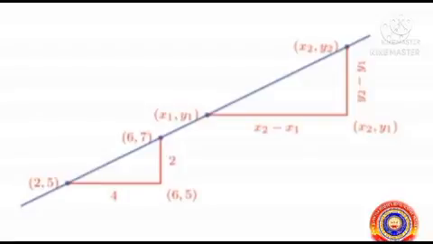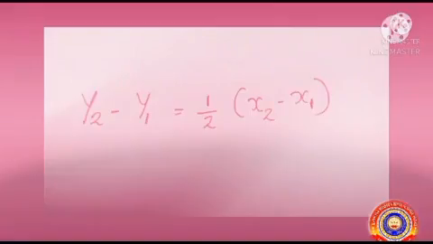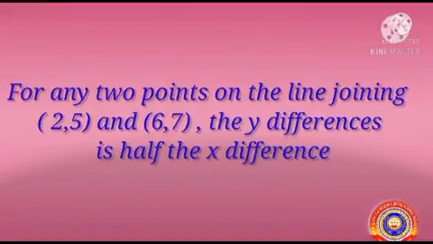The perpendicular sides of the lower triangle are 4 and 2. That is, the vertical side is half the horizontal side. It must be so for the upper triangle also, because these two triangles are similar triangles. In this case, x1, y1 and x2, y2 can be any 2 points on the line. Then y2 minus y1 equal to half into x2 minus x1. For any 2 points on the line joining 2, 5 and 6, 7, the y difference is half the x difference. Okay, let's go for one more example.